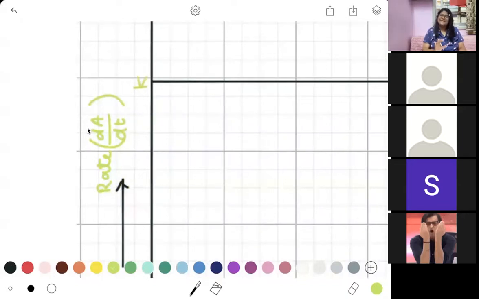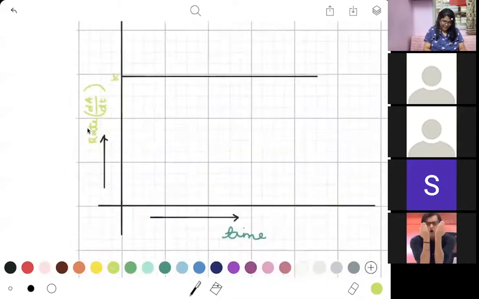Okay, so let's understand what this is doing now. So if I say, okay, at a particular point of time or at a particular rate, I get a particular kind of graph. Right now I'm just going to say at a particular point in my reaction, I am going to see that my rate.